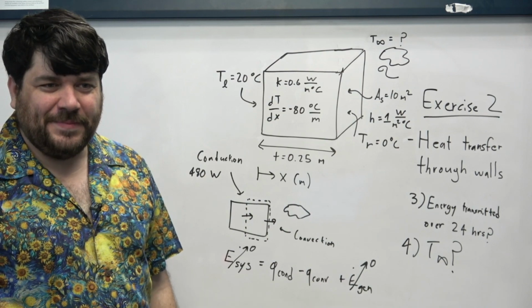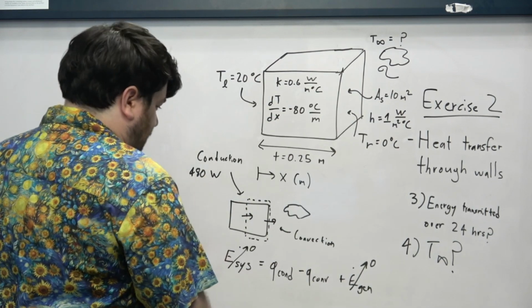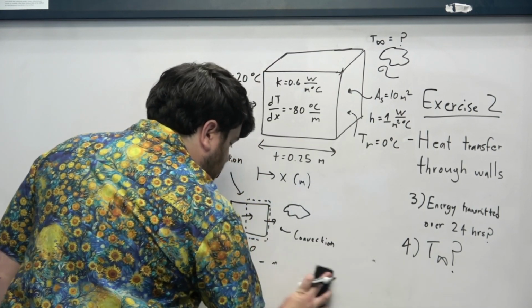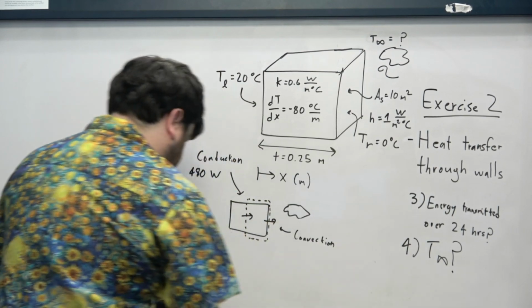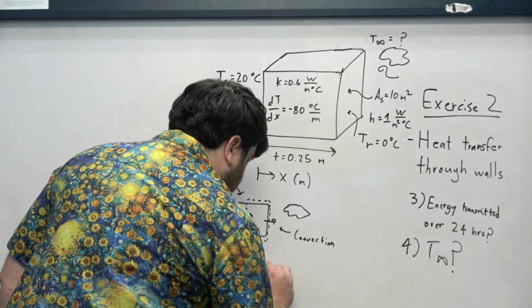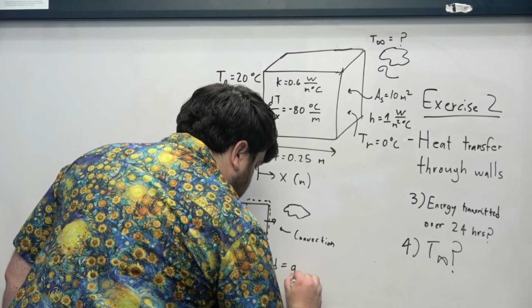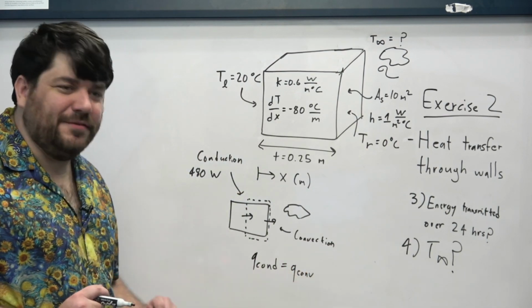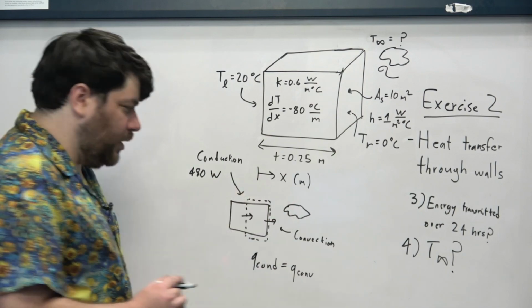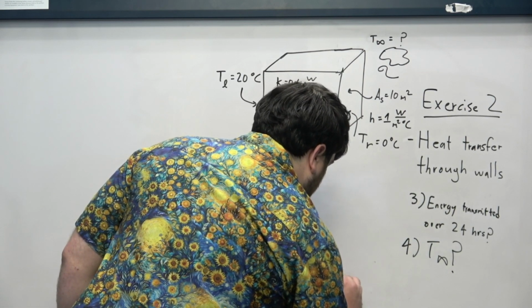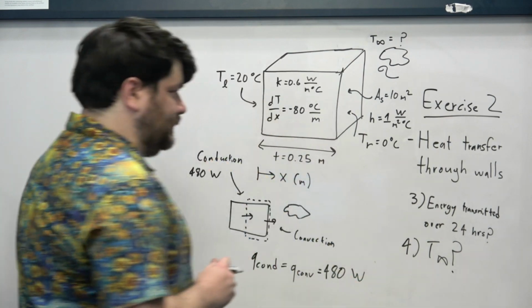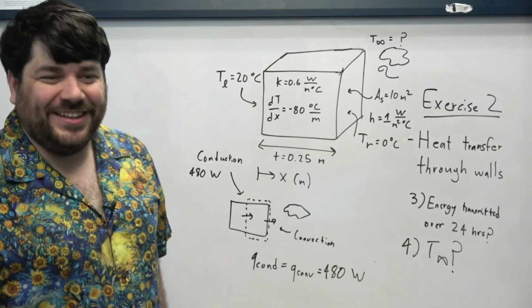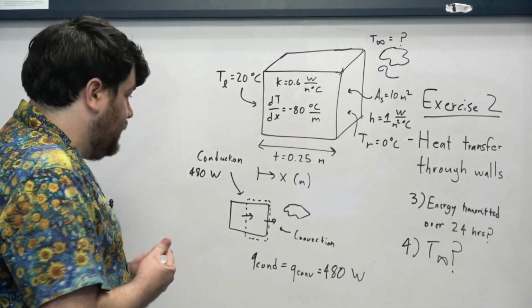wall. Okay? And so we have a very satisfying conclusion to this sort of thing, which is to say that the conductive heat transfer rate in the wall is the same as the convective heat transfer rate at the edge of the wall, which is all just 480 watts. So can we actually finally get to the answer? And yes, now we can do it.